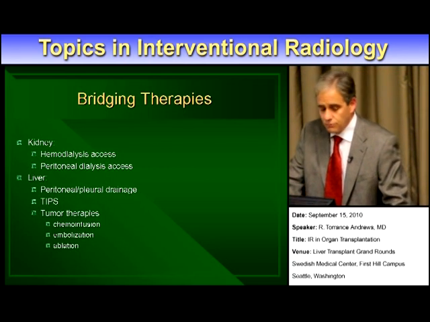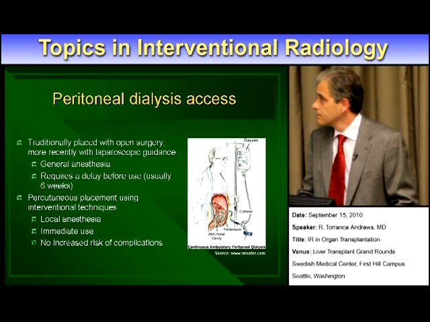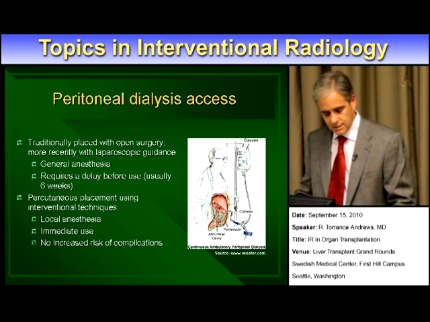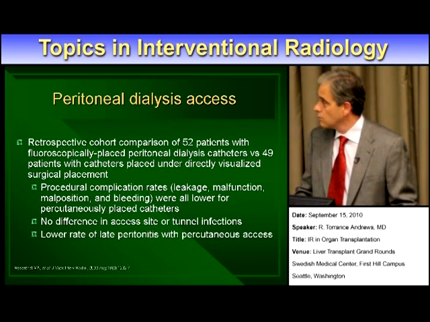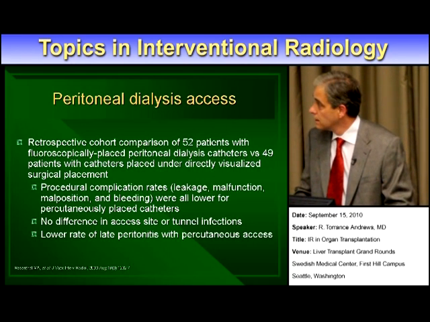So just running through those in sequence, peritoneal dialysis access is traditionally done surgically. You make an incision, you put the catheter in under laparoscopic or direct vision, stitch it closed, and wait a little while for the access sites to heal, and then you're ready to go. But you can also do it percutaneously, all with local anesthetic and small punctures that don't require a healing time, so these can be used immediately with very little risk of complications.